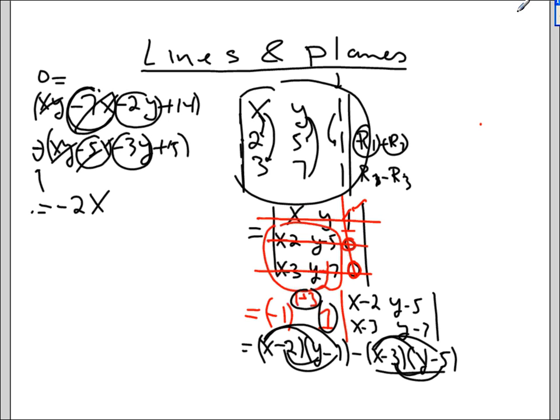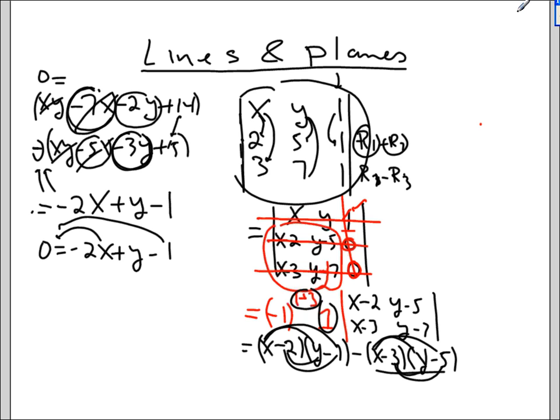And negative 2y minus a negative 3y is plus y. And 14 minus 15 is negative 1. So 0 is equal to negative 2x plus y minus 1. If I bring these two to the other side, the negative 2x becomes plus 2x. The negative 1 becomes plus 1, and the y stays. But that is what I said the equation was supposed to be.